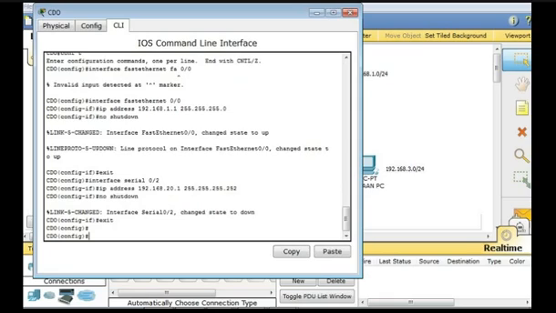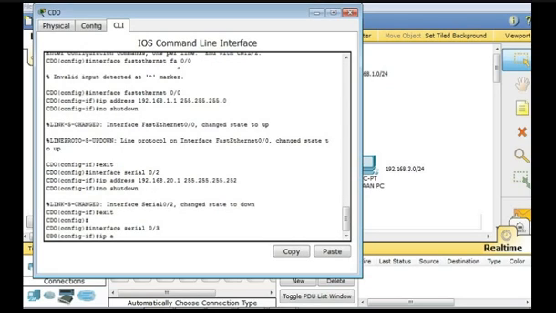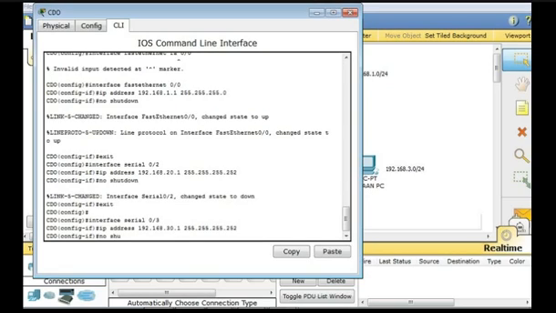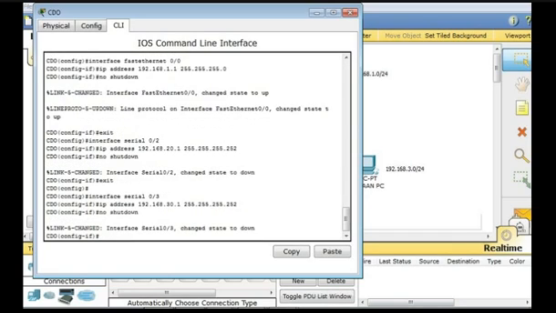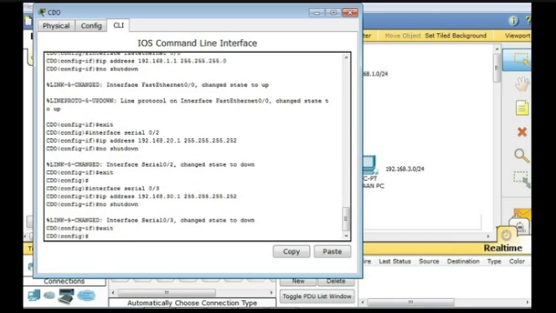Next is serial 0/3, rather. The same command, interface serial 0/3, and the IP address 192.168.30.1. Then the subnet mask 255.255.255.252. Then no shutdown, then exit. We finished configuring the interfaces.